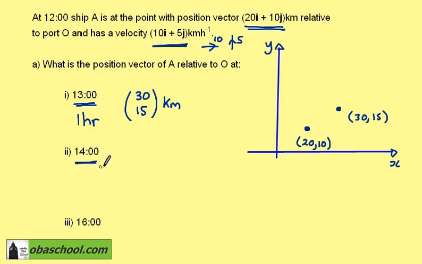For 1400, that's another hour onwards. So another 10 to the right and another 5 upwards to the point (40, 20). The position vector therefore is 40i plus 20j kilometers.